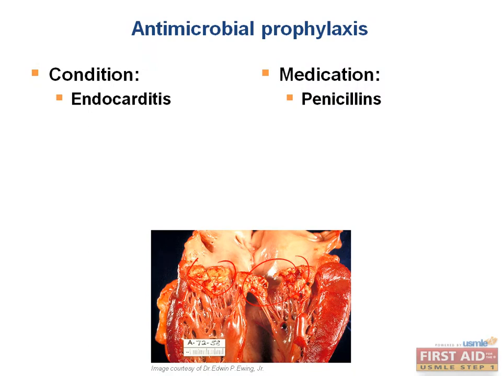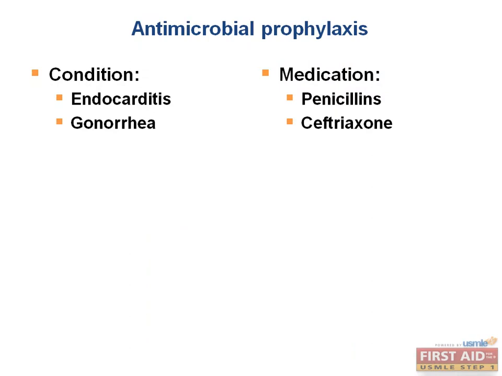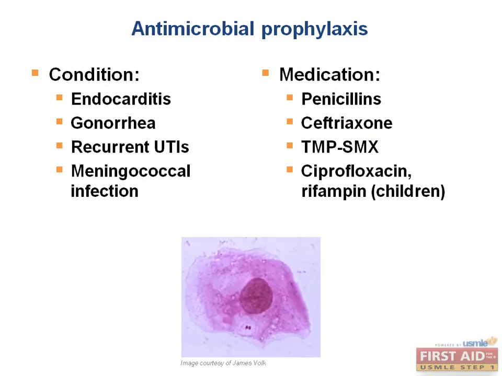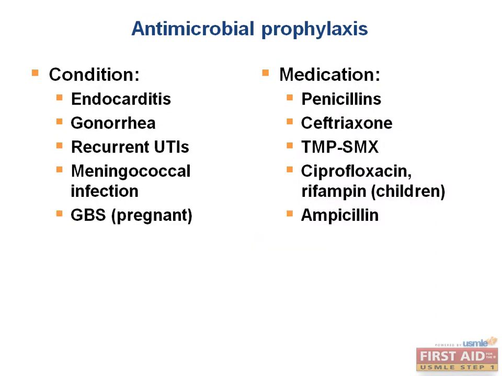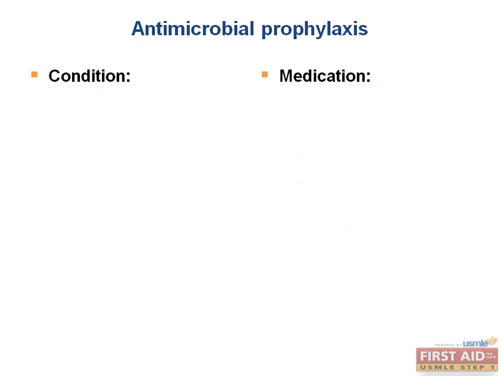There are very specific guidelines for which patients actually need antibiotic prophylaxis, which we discussed briefly in the system section. Ceftriaxone is prophylactic against gonorrhea. TMP-SMX, or known as Bactrim, is used in patients with recurrent UTIs. Ciprofloxacin or rifampin in children is used for meningococcal infection prophylaxis caused by Neisseria meningitidis, which is seen in this image. Ampicillin is given to pregnant women carrying Group B strep.